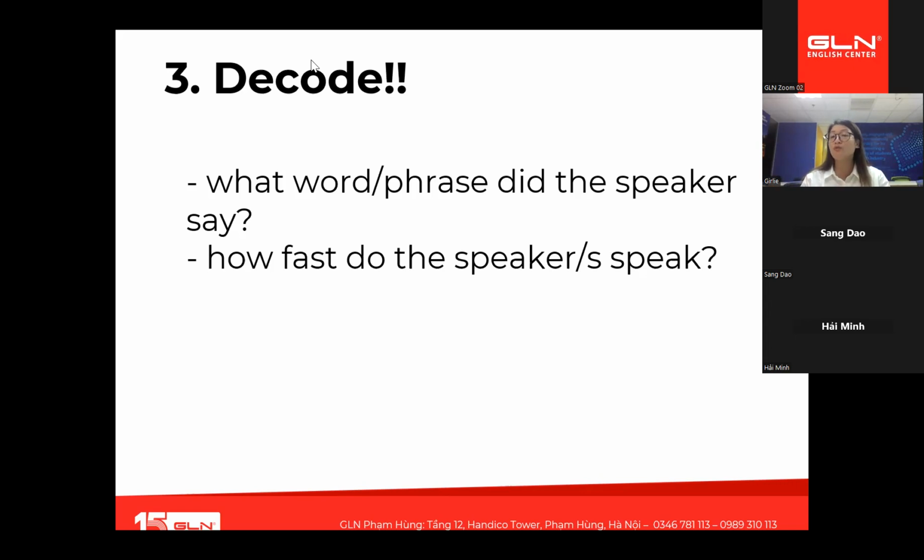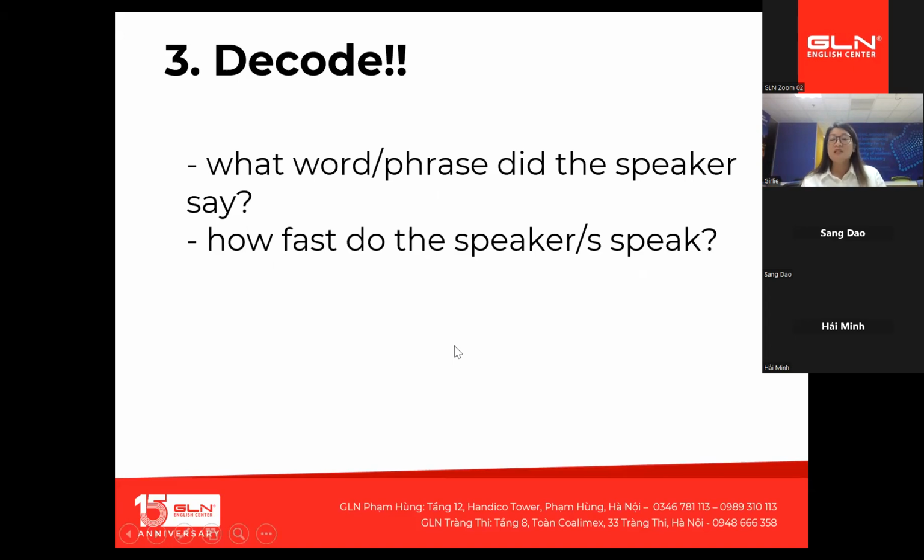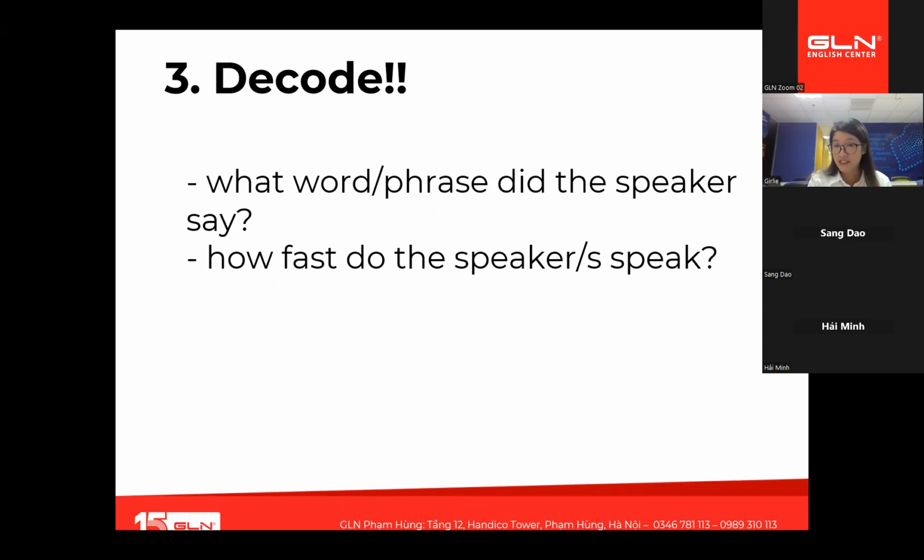So widen your vocabulary, and be familiar with how they speak. Because with the accent and the linking of their sounds, it's not easy to decode sometimes what they say. The other one is the speed of the speakers. In the IELTS listening, expect that the speakers may speak fast, sometimes slowly, and with accents. So when you hear the words, can your brain interpret them?